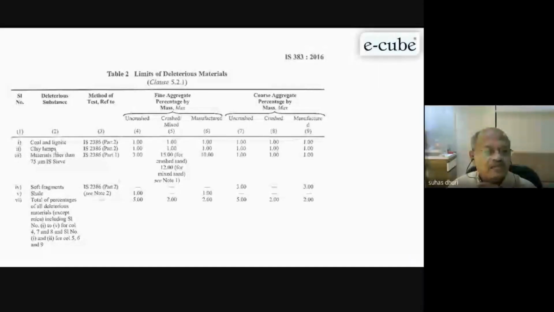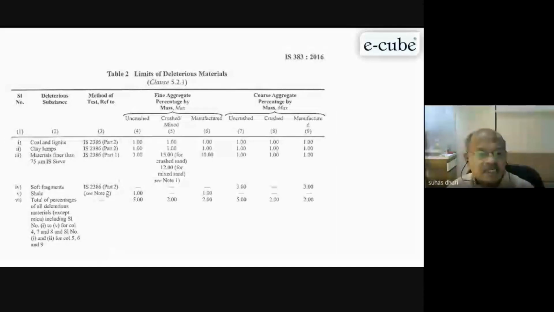Generally, we test for clay lumps and material finer than 75 micron. Here the limit is 3%, and for crushed sand it is 15%. This one we can remember: whenever you are using crushed stone sand, this limit increases to 15%, and for natural sand it is only 3%. And that is by weight, not by volume.